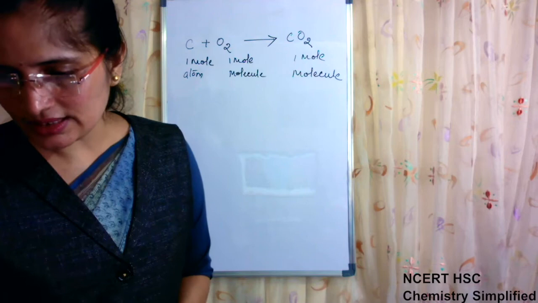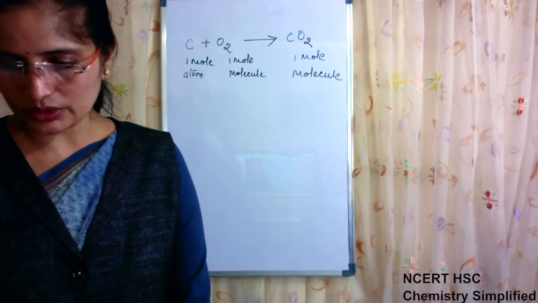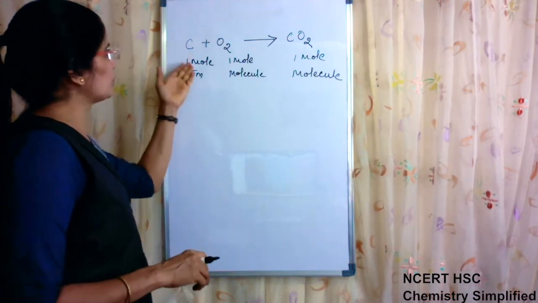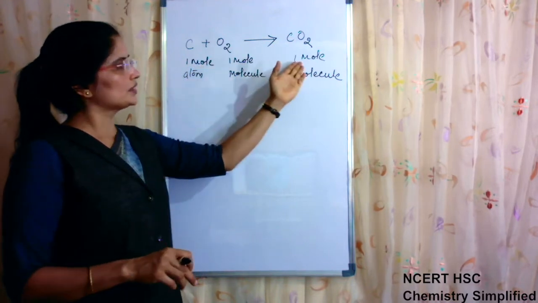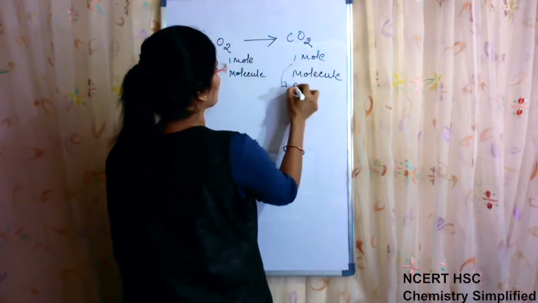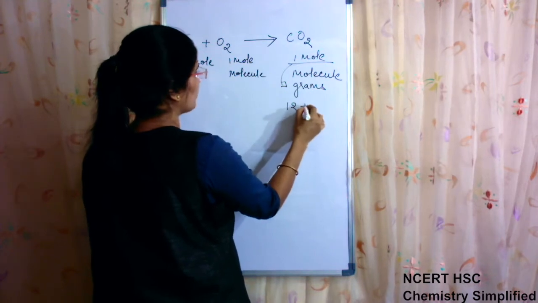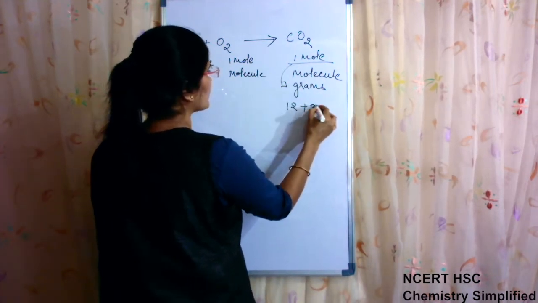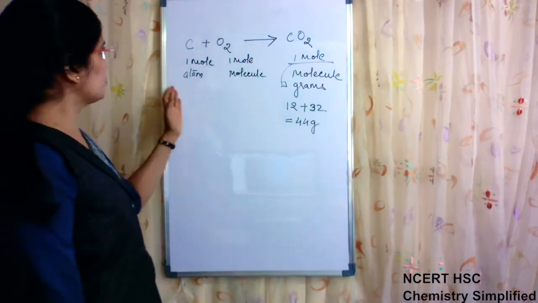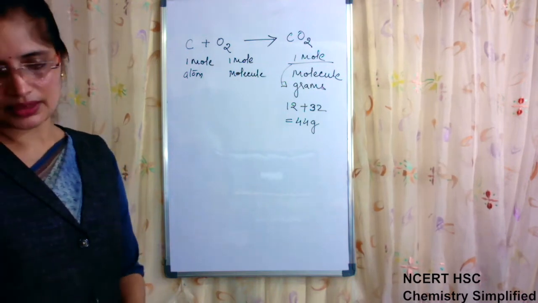Now the next thing is calculate the amount of CO2 produced, that we have to calculate. Okay, when 1 mole of carbon is burnt in air, it is very simple. When 1 mole of carbon is burnt in air, the amount of CO2 produced is also 1 mole. So amount we will calculate in grams. So if it is 1 mole produced, then it will be carbon 12 plus 32, that is equal to 44 grams. So 1 mole carbon will produce 44 grams of carbon dioxide.